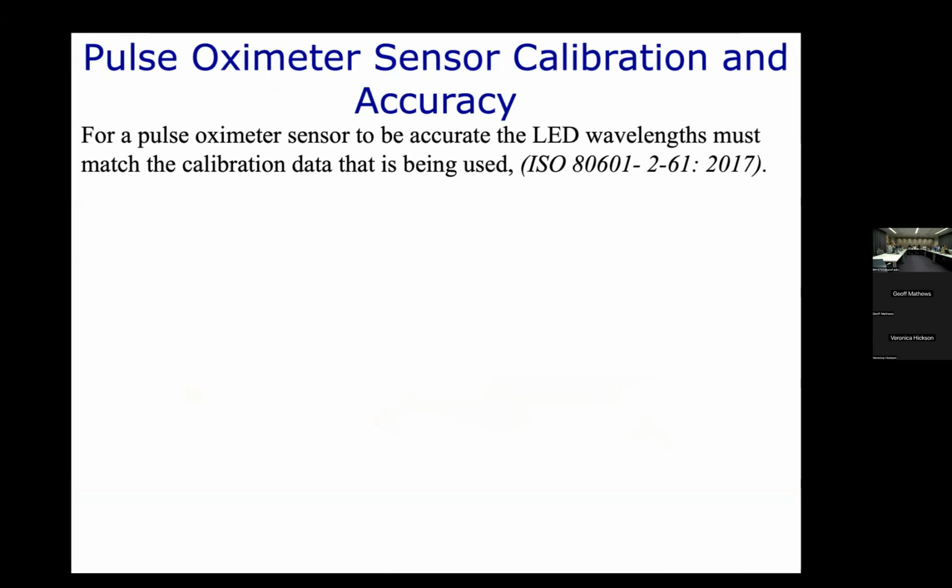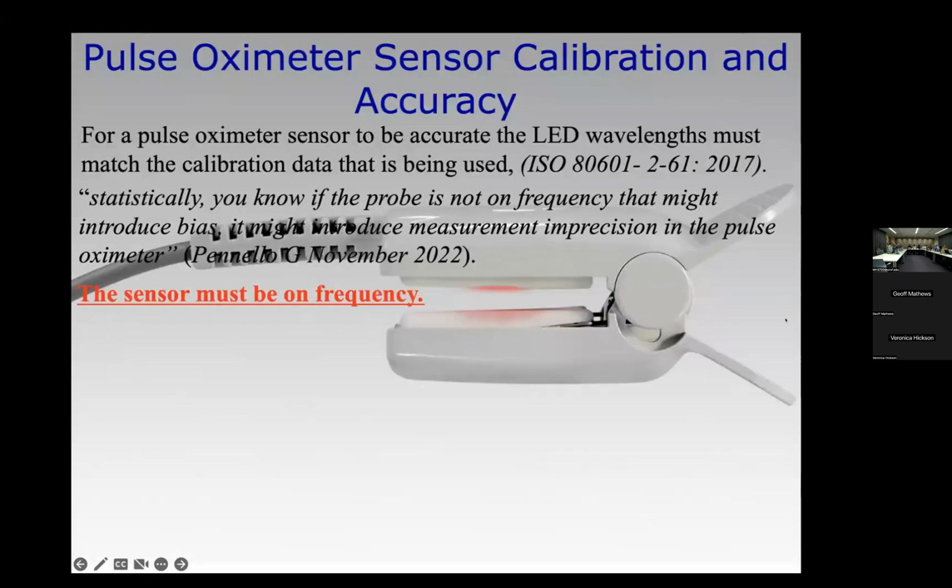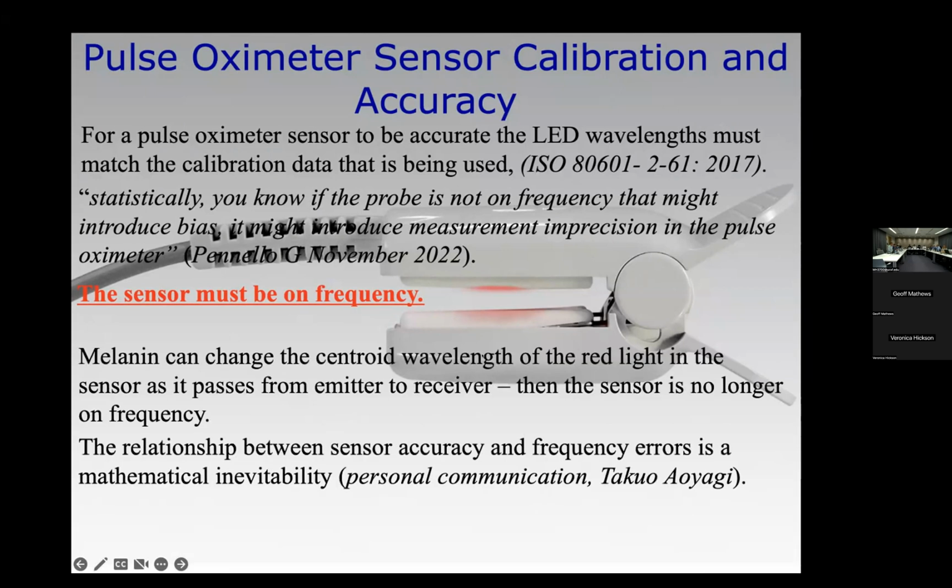For a sensor to be accurate, the LED wavelengths must match the calibration data that's being used. That's very clear in ISO. Next. Statistically, if the probe is not on frequency, that might introduce a bias and measurement imprecision in the pulse oximeter. Dr. Pinello said that back in November. The sensor must be on frequency. Emphasize that. If I don't say anything else tonight, that's my message. The sensor must be on frequency. If the sensor is not on frequency, it doesn't matter how much signal processing electronics we've got, because if the sensor's churning out garbage, it's not going to be any good.